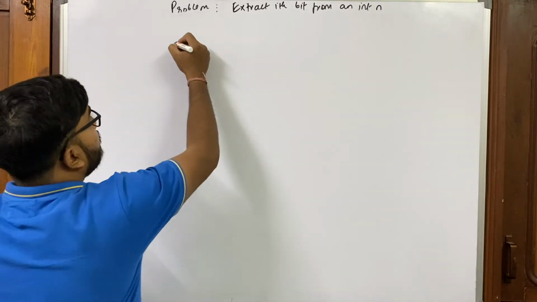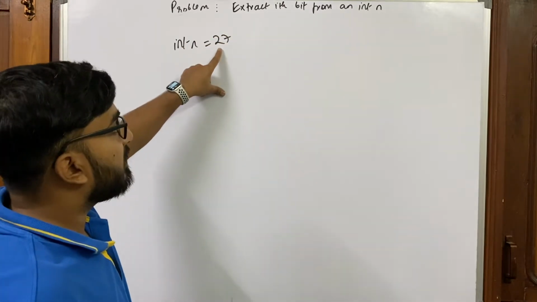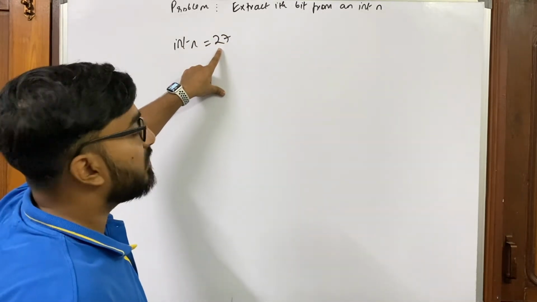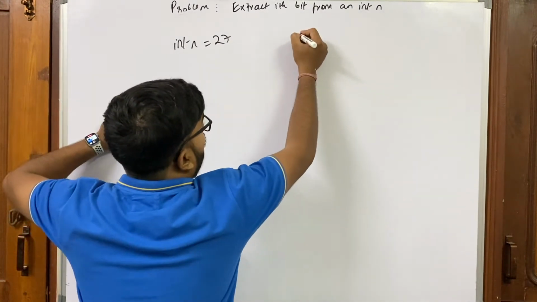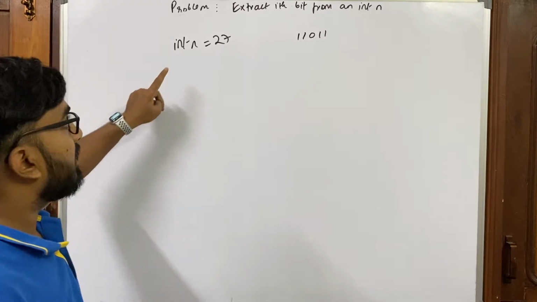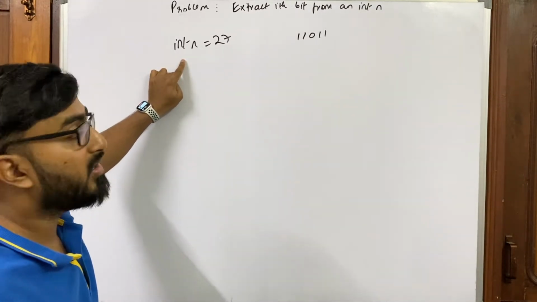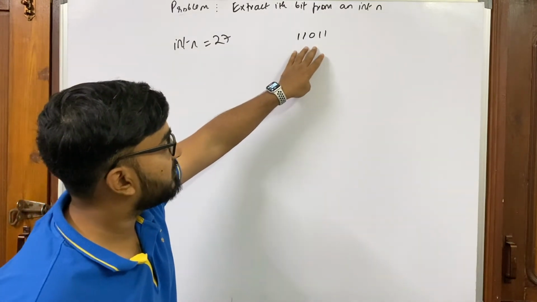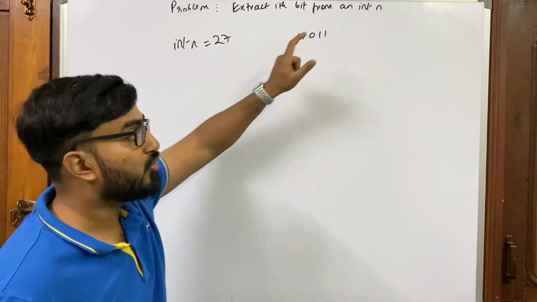So what do I mean by extracting the ith bit from an integer n? Suppose I have an integer n value of 27. This is a base 10 value, a decimal value. The corresponding binary representation of this value is going to be 11011. Integers in programming languages are stored as 32-bit values, and these are the 5 bits. So you add the remaining zeros to the left to make it a 32-bit value.